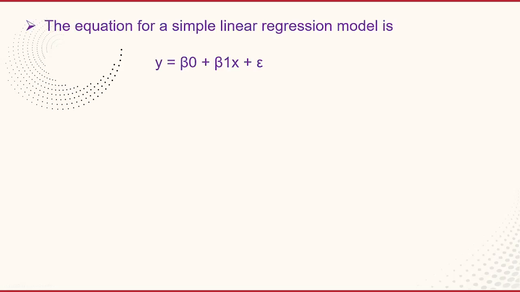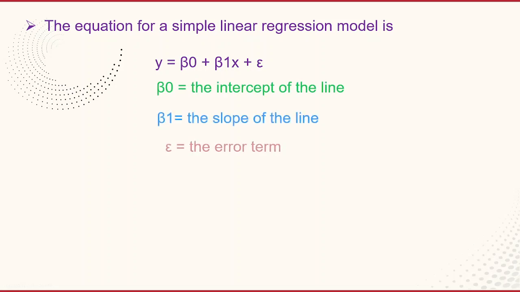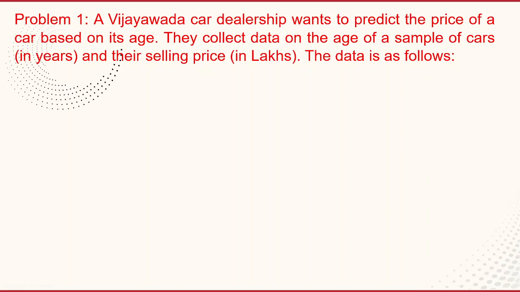So the general equation for a simple linear regression model is y is equal to b naught plus b1x plus epsilon. b naught is the intercept of the line, b1 is the slope of the line, and epsilon is the error term. Now let us see a few problems.